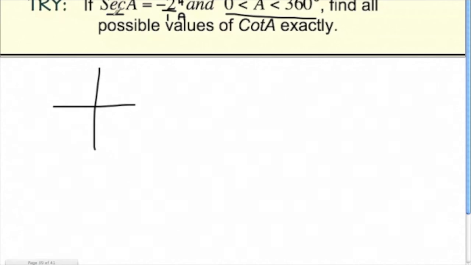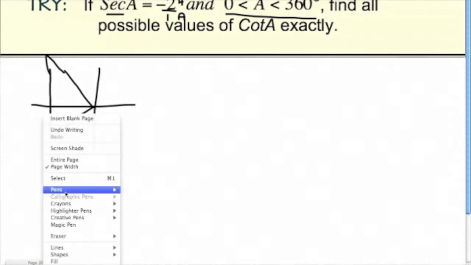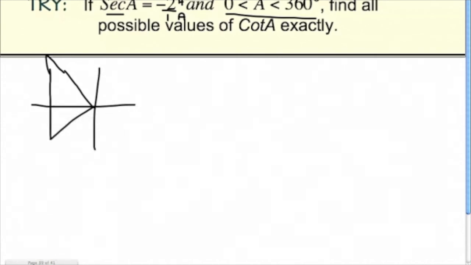Now what quadrant are we doing these in? Well, if we have a secant and it's negative, in other words, we have a cos that's negative, I know it's going to be in this quadrant and in this quadrant. So there's my triangles. Now, let's get a different color because it's getting messy. Let's label what we have. The hypotenuse is 2. Don't put a negative there, just say 2. And the adjacent's 1. Now we need to find this other side, so we do some Pythagoras.